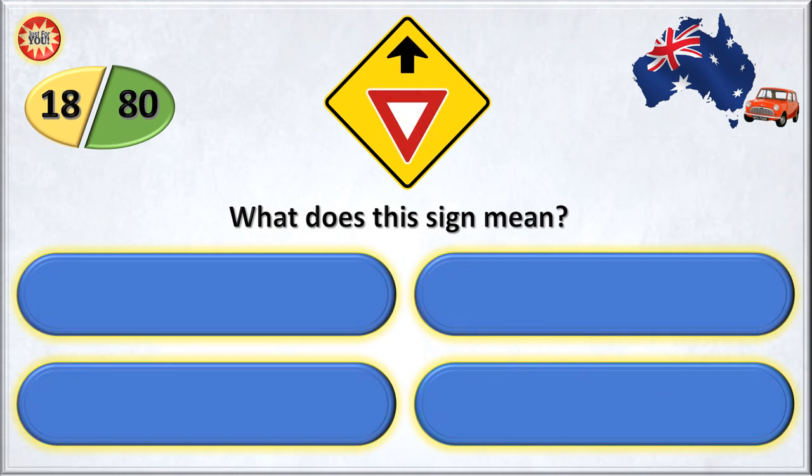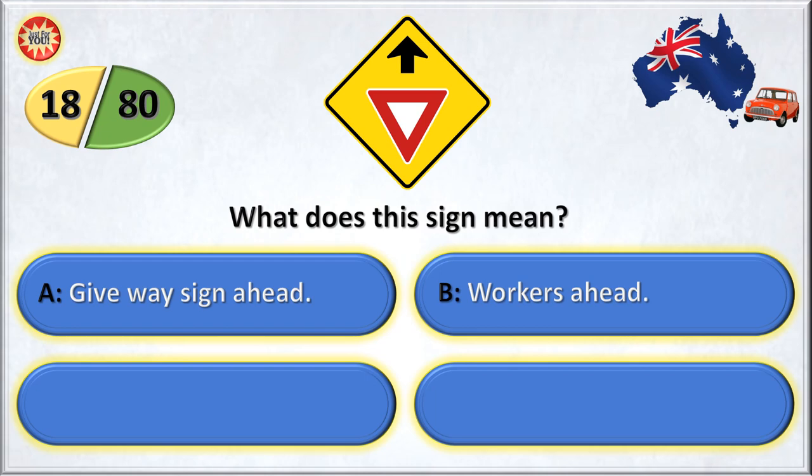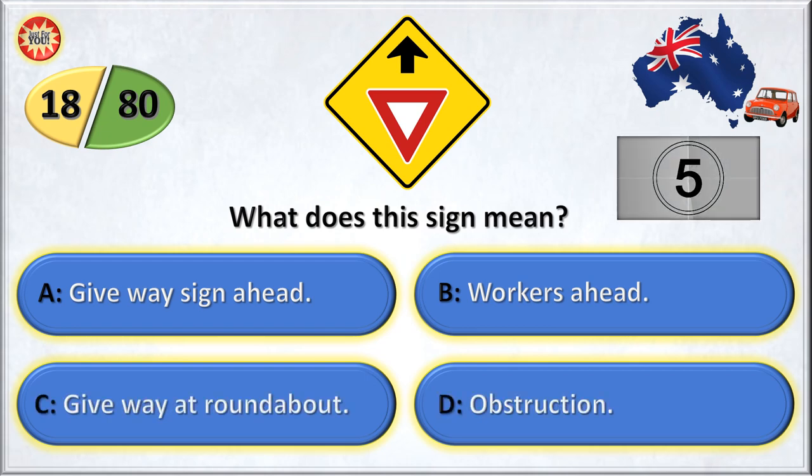What does this sign mean? Give way sign ahead. Workers ahead. Give way at roundabout. Obstruction. Give way sign ahead.